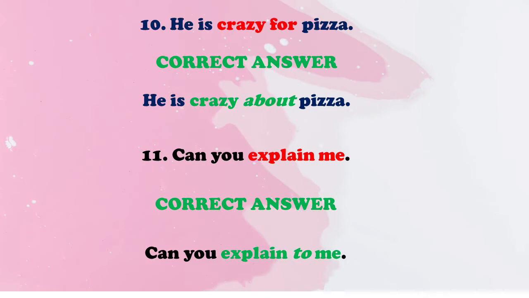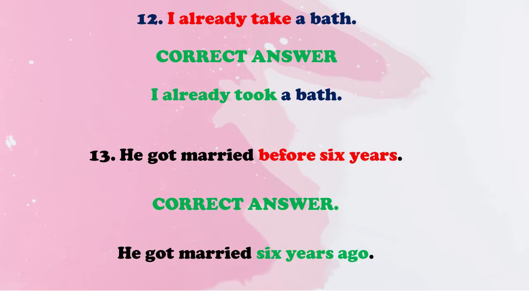The tenth one is "he is crazy for pizza." You could simply say "he is crazy about pizza." The 11th one, "can you explain me?" Again, the sentence is missing a preposition. "Can you explain to me?" The next one would be, "I already take a bath." "Already" refers to something that has already been completed. So when you use "already," you could use the past tense of the verb. "I already took a bath."